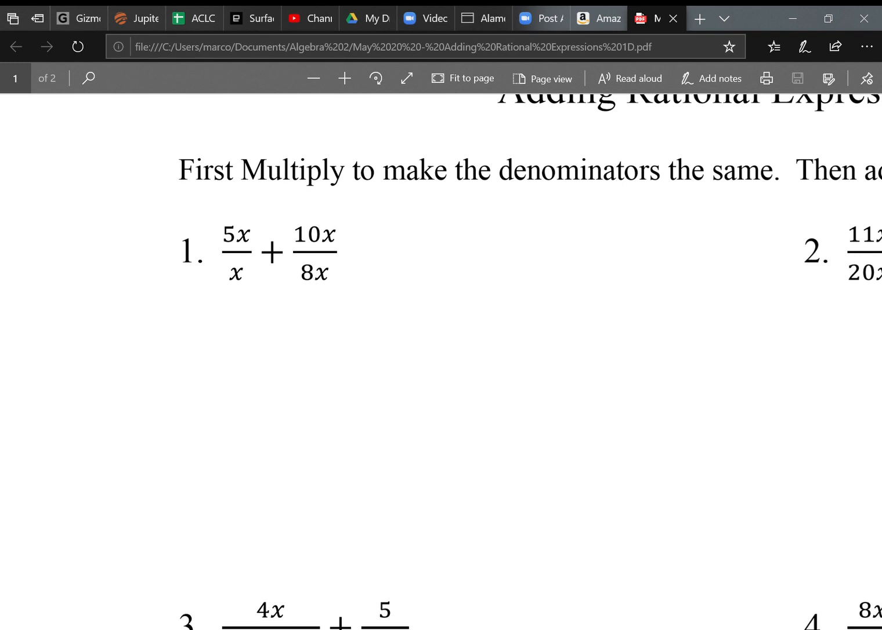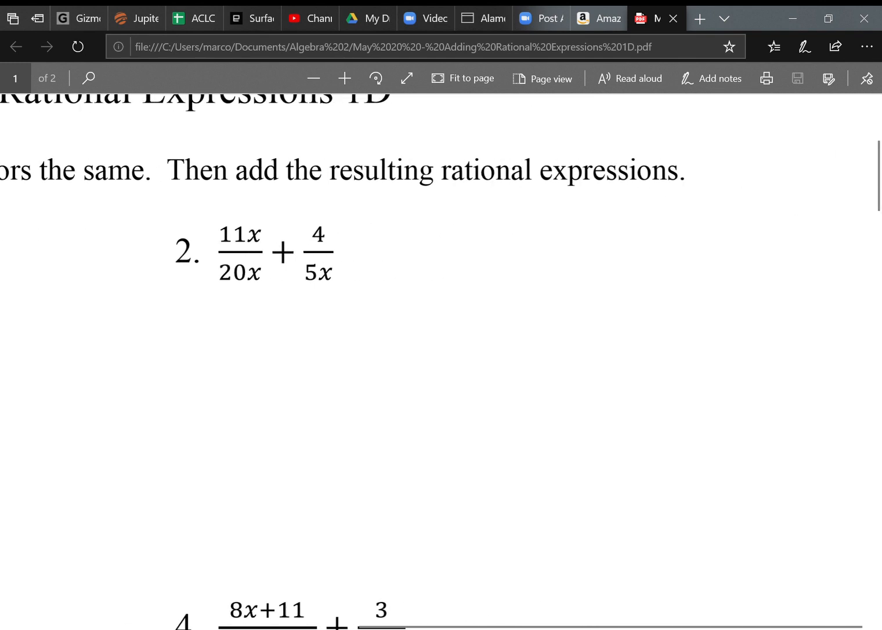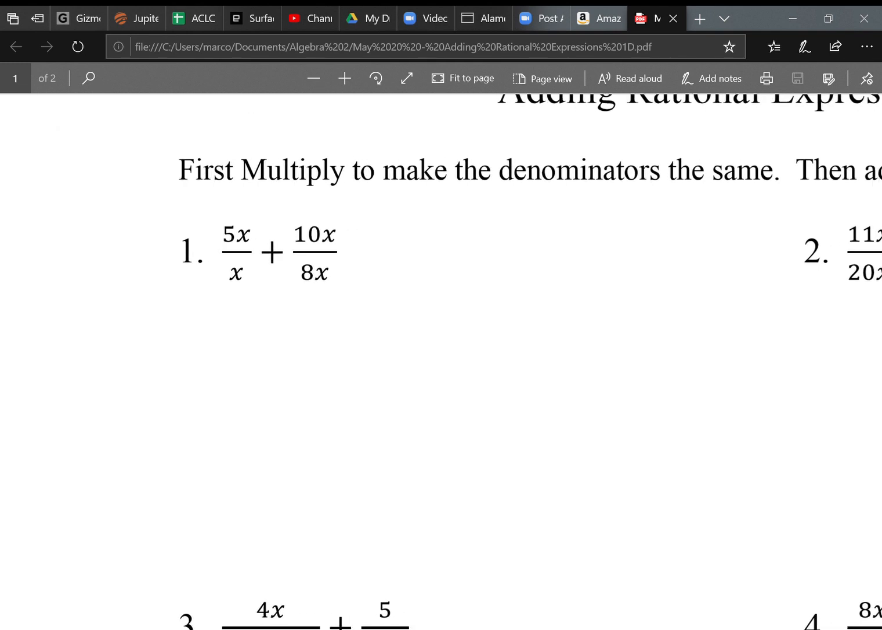Actually, first let me read the instructions. First multiply to make the denominators the same, then add the resulting rational expressions. I'm not going to ask you to simplify on this assignment, just because dealing with making the denominators match is already a lot of work. That doesn't mean you couldn't simplify them, it just means I'm not asking you to do that here.